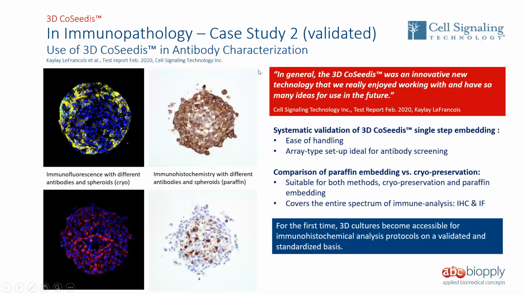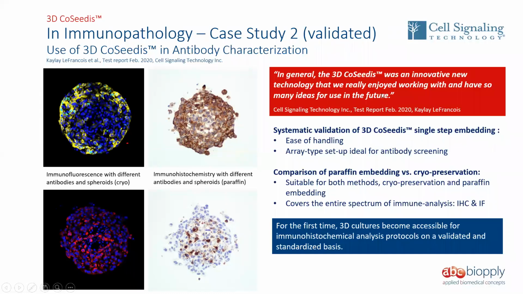We've also done a collaboration with Cell Signaling Technology, which tested that in-house, also in cryo. Cryo embedding is possible as well. So they've done a test on cryo embedding with immunofluorescence, and a test on paraffin embedding with immunohistochemistry. Again, you can see here a cross section more or less through the center of a spheroid, whereas here the section is more at the bottom or the top of the spheroid.